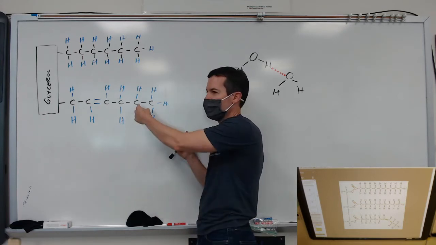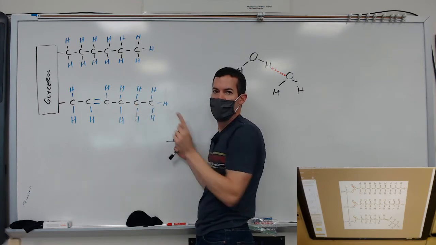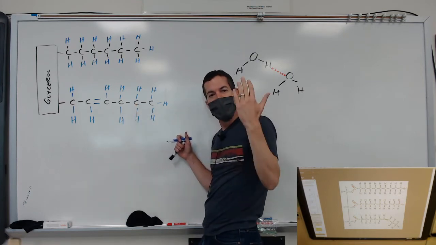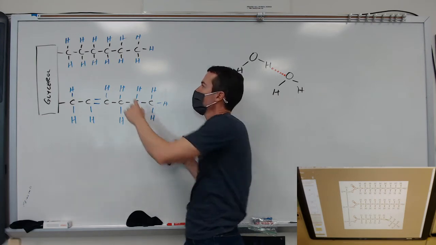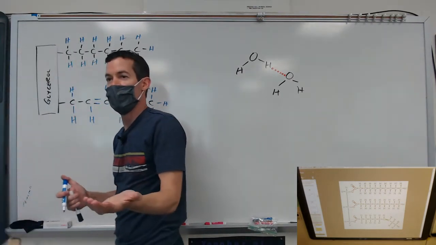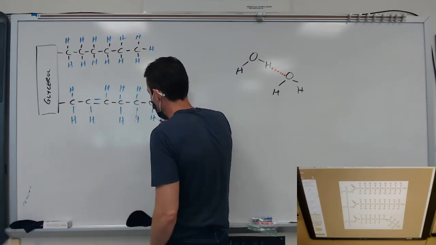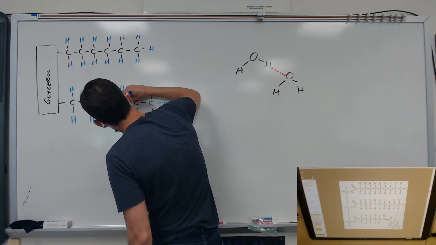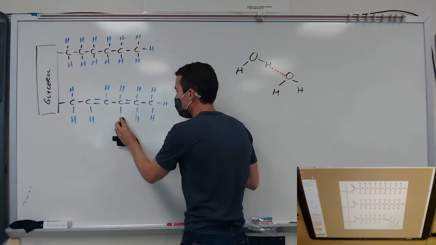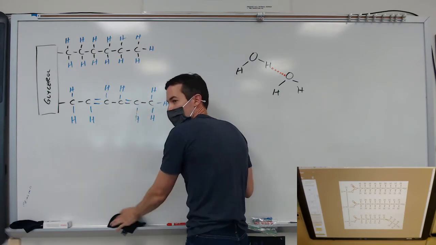Why do we call this unsaturated? It's not full of hydrogen. So when I'm full of hydrogen, we say I'm saturated with hydrogen, and we say it's a saturated fat. When I start adding in double bonds, the more double bonds I add, the more hydrogens I'm going to lose. So now we call this unsaturated.